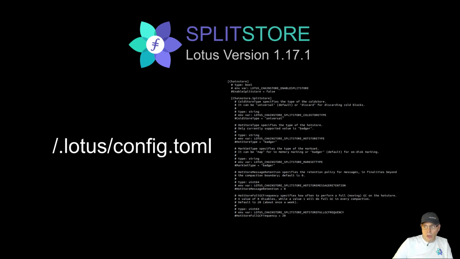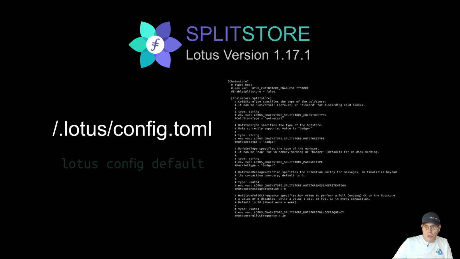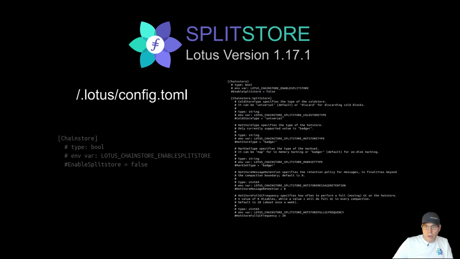The section we are looking for is entitled Chain Store. If you don't immediately see the Chain Store config section in your own Lotus config toml file, remember that you can simply run the lotus config default command, which shows all of the current settable config options available to you. You can just copy the Chain Store section over to your own Lotus config toml file. The first setting we need to change is EnableSplitStore. Remember to uncomment the line and simply set the value to true.